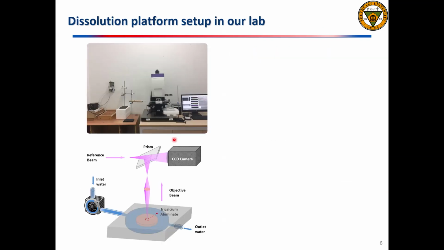In our lab, the DHM is connected with a fluidic cell to construct dissolution experiments, and this upper left picture shows the whole platform in our lab. Water is pumped into the fluidic cell to flow past the C3A surface, and the flow rate of water is regulated by this pump.